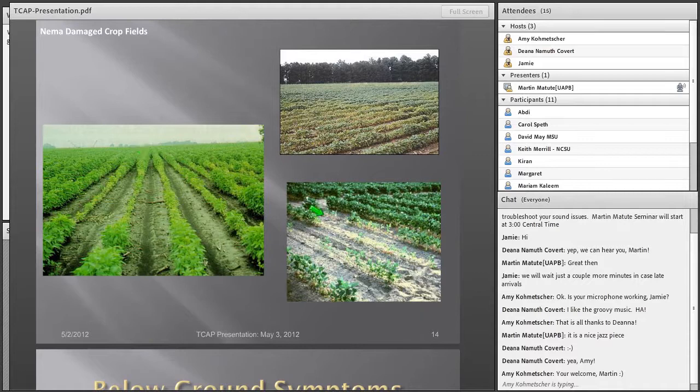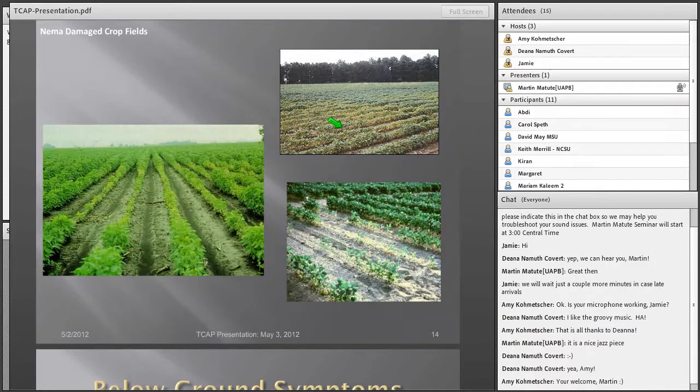Now this is another example where we have yellowing or chlorotic leaves. And of course we know that once leaves become chlorotic or yellowish, their ability to carry out photosynthesis is seriously compromised. This is another patchy field here where nematodes abound. Again, you can compare that with other parts of the field that have luxuriant growth.